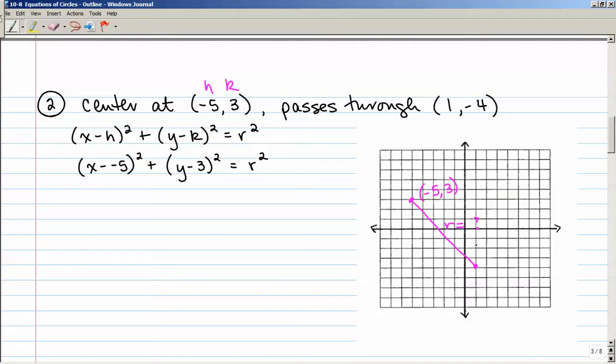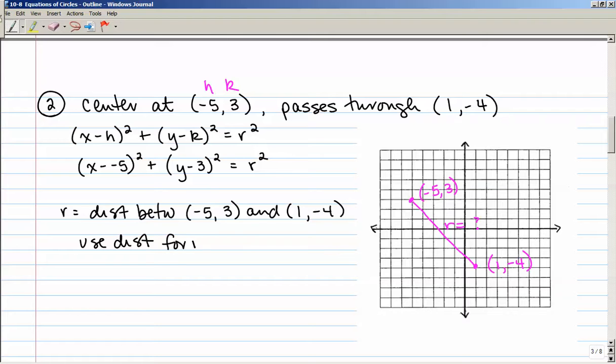So in order to find my radius, it's actually going to be the distance between these 2 points. My radius is going to be the distance between -5, 3, because that's the center, and the point 1, -4, because that's a point on the circle. That's going to be my radius. So I'm going to use the distance formula, and if you have that in your calculator, you can go ahead and do that. And I get that that radius is equal to the square root of 85. So I can erase r squared and put in the square root of 85 squared.